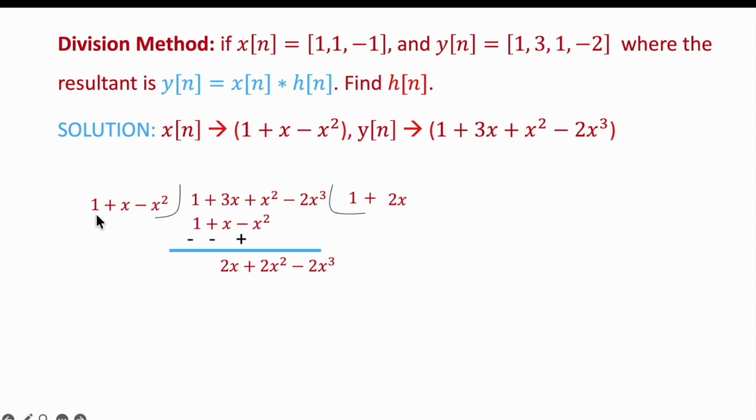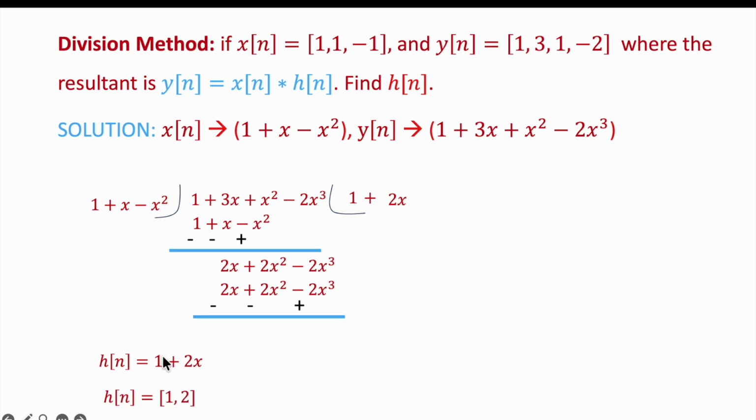Multiplying that by this one, the answer will be 2x plus 2x square minus 2x cube. And then you can see if you subtract that from this one, the result will be 0. So you end up with a quotient of 1 plus 2x. So you have the polynomial of h of n, that is 1 plus 2x. You can represent that polynomial in the form of samples: 1 is 1 and 2 is 2.